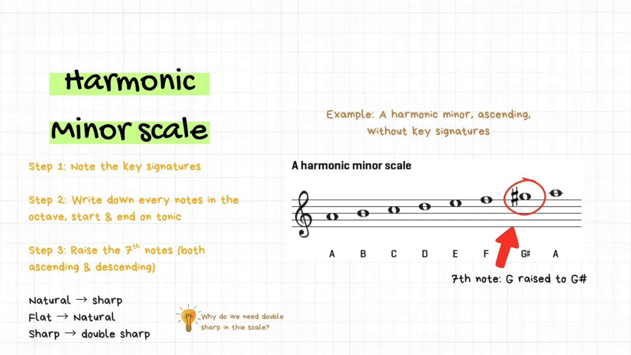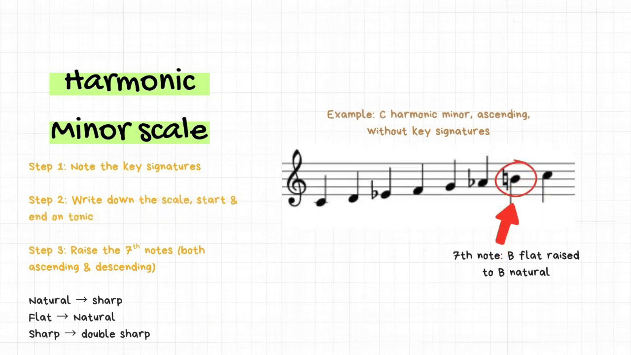In this example, A harmonic minor ascending, there is no key signatures, and we should raise the 7th note G to G sharp. In this next example, C harmonic minor ascending without key signatures, there should be 3 flats, B flat, E flat, and A flat, and the 7th note B flat is raised to a B natural.